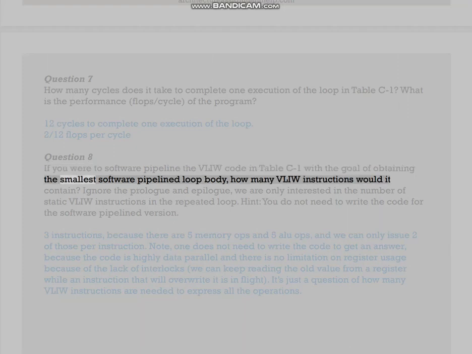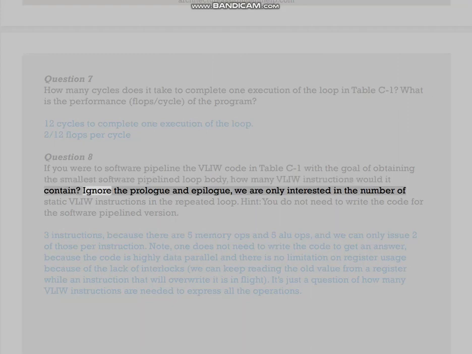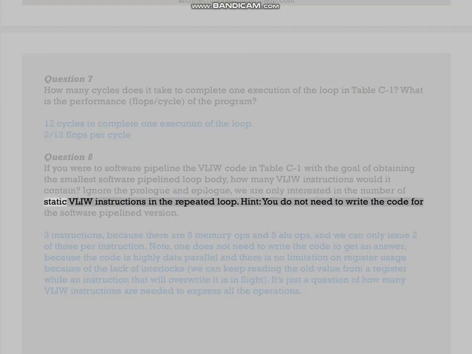Question 8: If you were to software pipeline the VLIW code in Table C1 with the goal of obtaining the smallest software pipelined loop body, how many VLIW instructions would it contain? Ignore the prologue and epilogue, we are only interested in the number of static VLIW instructions in the repeated loop. Hint, you do not need to write the code for the software pipelined version.